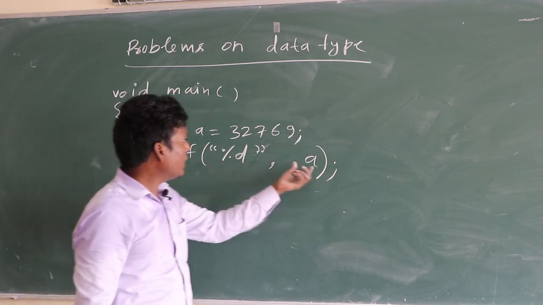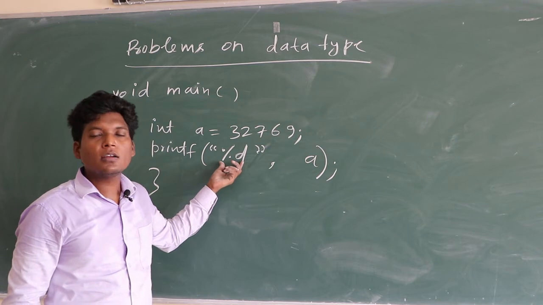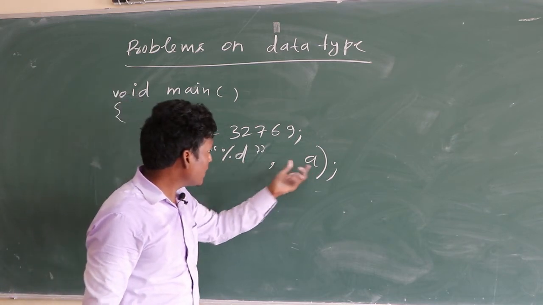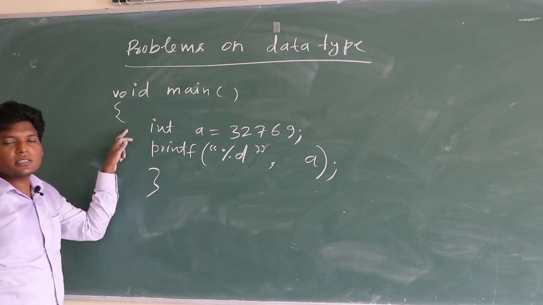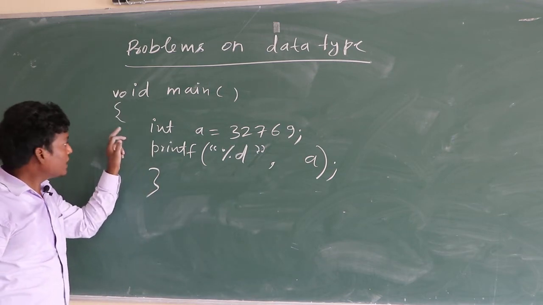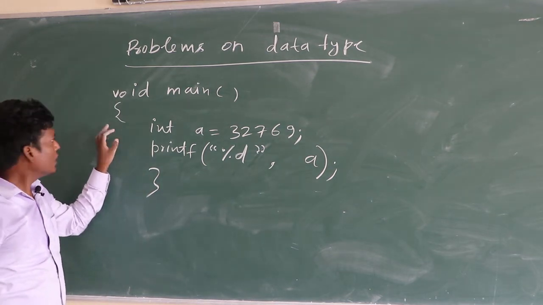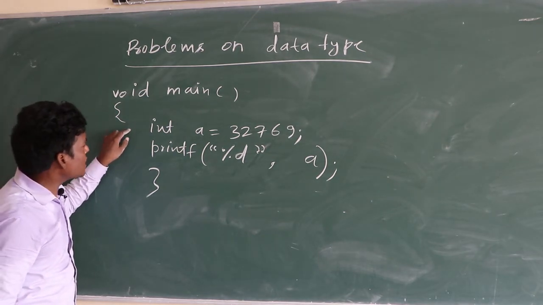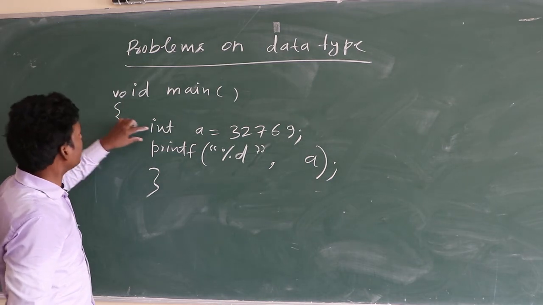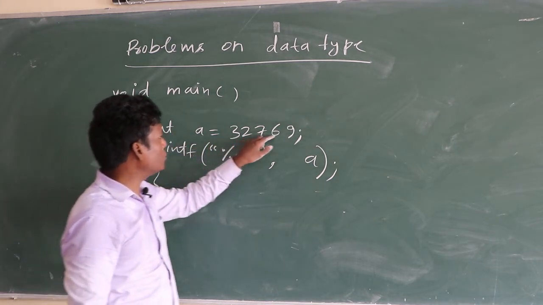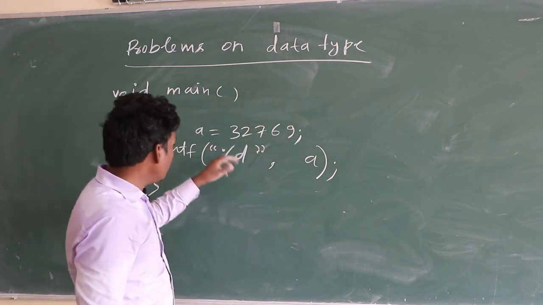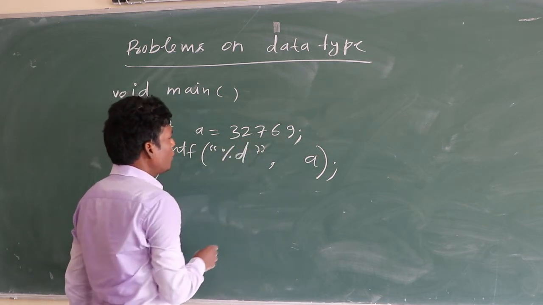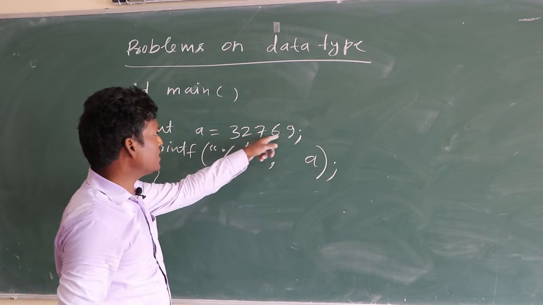This %d prints a. %d is made to print a signed integer number. By default the data type is hidden here, that is the signed data type. If nothing is mentioned, signed or unsigned, then by default it is signed. So this is signed int a equal to 32769. When you print it, the output will not be 32769.